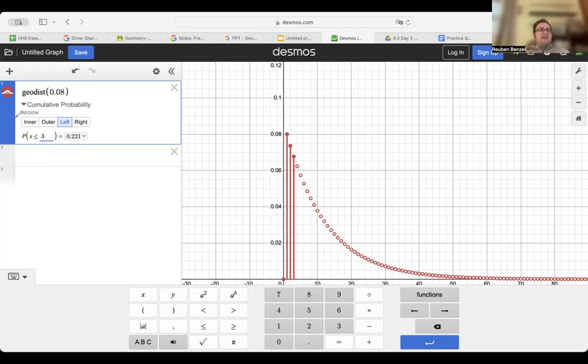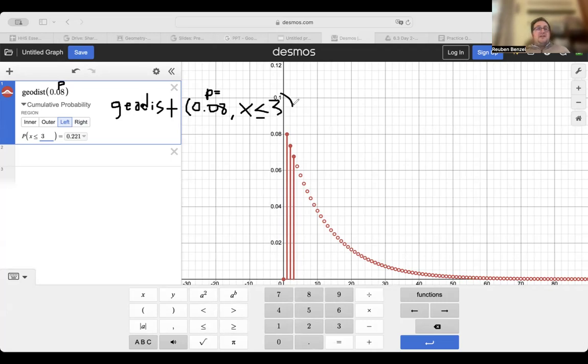And I'm just going to use my annotation tool. So my p is 0.08. If you just wrote on your AP Stat exam that you had a geo distribution of 0.08, you could put p equals 0.08 on the top or to the side, just specifying that it's p. And you could put in X is less than or equal to 3 as your boundary. And then you could report your probability.